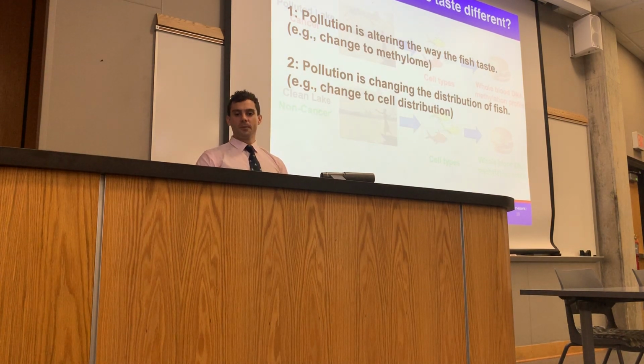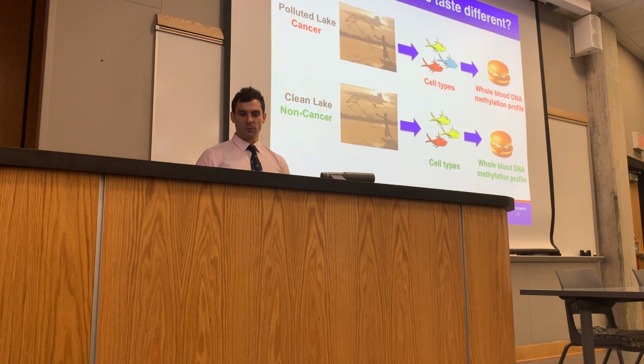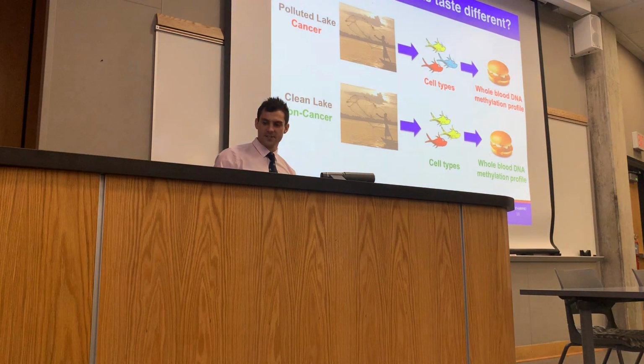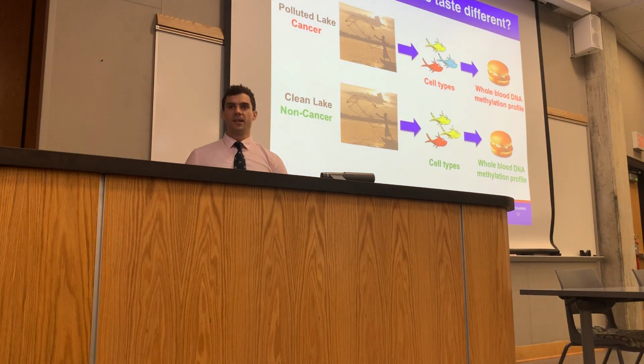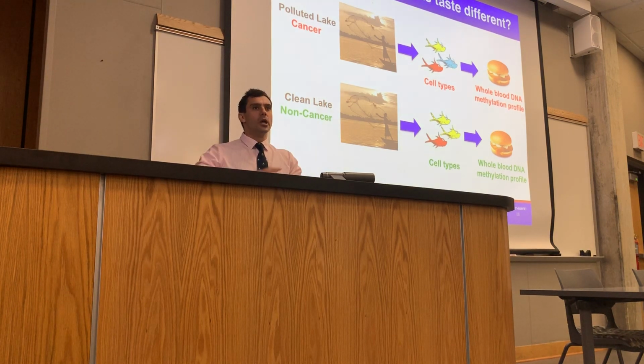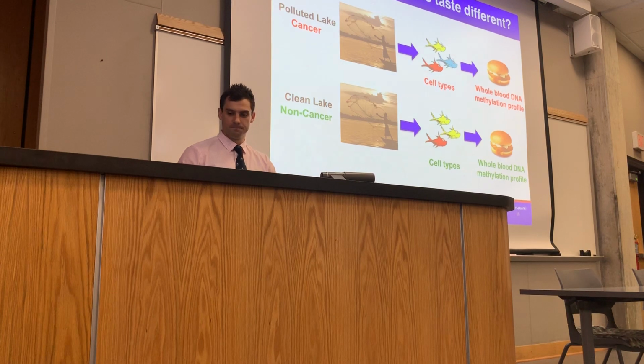So we have the same type of thing with cell composition, right? Our polluted and our clean lake are like our cancer and our non-cancer patients. The distribution of fish are like the distribution of cell types. And the McFillet fish fillet sandwiches are like the DNA methylation profile in whole blood or some mixed biospecimen.